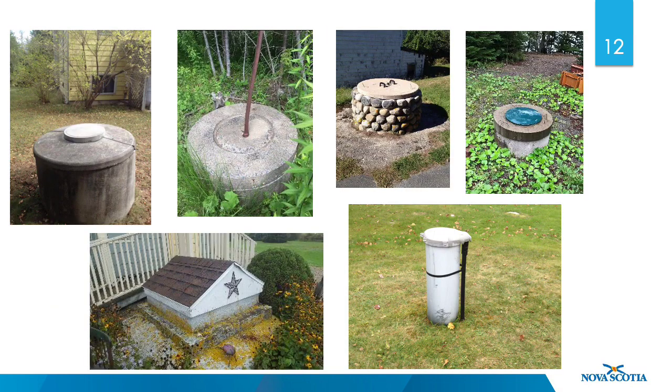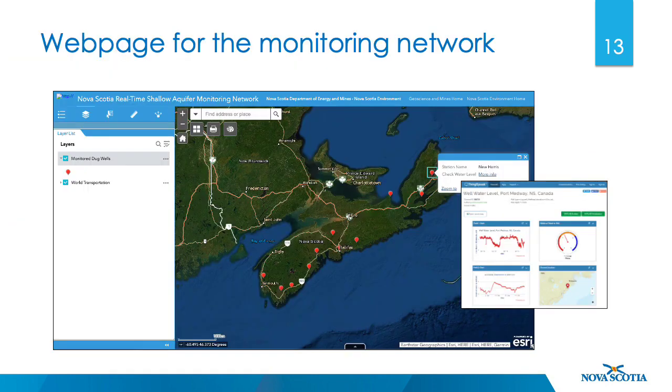This slide shows a few examples of the dug wells where we installed the water level meters to build the network. The current monitoring network has 11 dug wells where we measure water levels, and they're located across the province from Yarmouth right to Sydney. And this figure shows the web page for the monitoring network where the public can access the water level data.